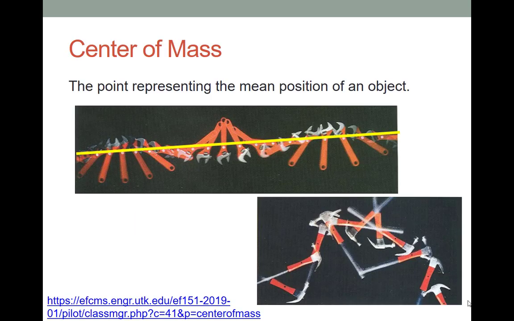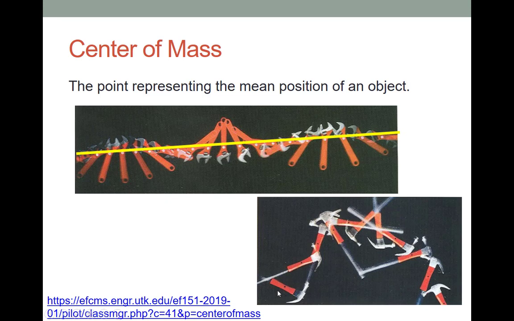It is the point in an object, or possibly outside the object, depending on how it's oriented, representing the mean position of the object. Here I have a picture of a hammer and a picture of a wrench. The wrench is sliding across a surface, and while it is rotating, if you track the center of mass, which is these white dots, that follows a straight line. So a very complex motion is reduced down to a straight line.